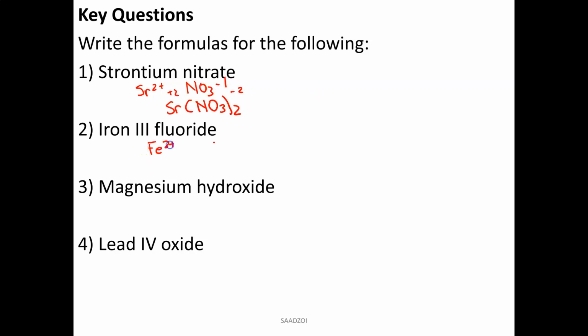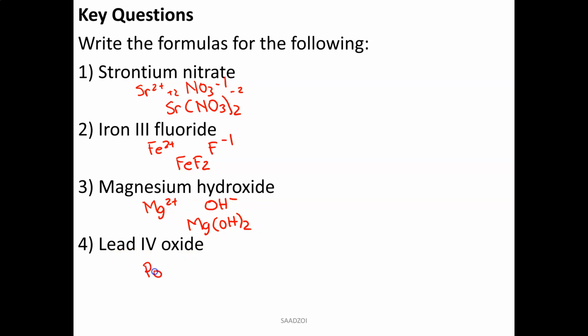Iron 2, Fe2 plus, F minus 1. Crisscross, FeF2, don't need parentheses because there's no polyatomic ion. Please don't make the mistake of putting parentheses after everything. Magnesium, Mg, positive 2. Hydroxide, negative 1. Crisscross, Mg(OH)2. Parentheses, why? Because once again, you have a polyatomic ion, you have a 2 you're carrying, so you got to put parentheses. 2 or greater, you need parentheses.